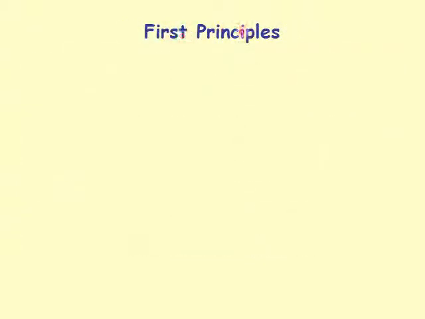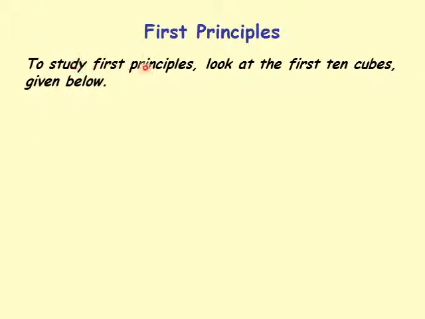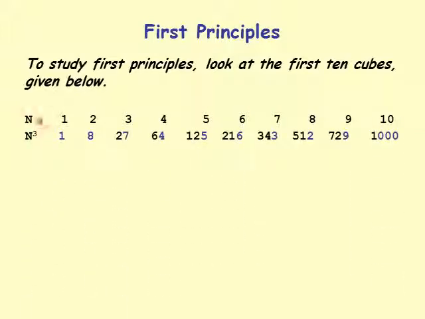Let's discuss first principles as they relate to cubes and cube roots. To study first principles, look at the first 10 cubes given below. For n equals 1, 2, 3, 4, 5, and up to 10, I have these cubes. For n equals 1, the cube is 1. For n equals 2, its cube is 8. The cube of 3 is 27. The cube of 4 is 64.